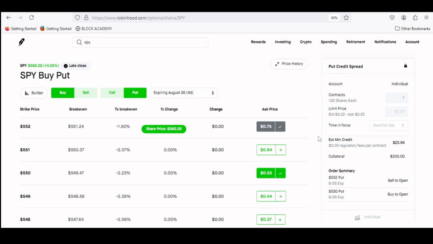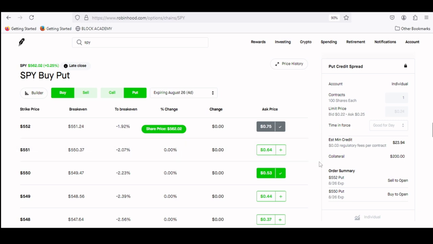So in order for us to go ahead and do the put credit spread on a $2 wide spread, we will need to leave a collateral of $200. Now, that collateral, we might either get it back or we might lose it. I'm going to explain that to you in just a second.